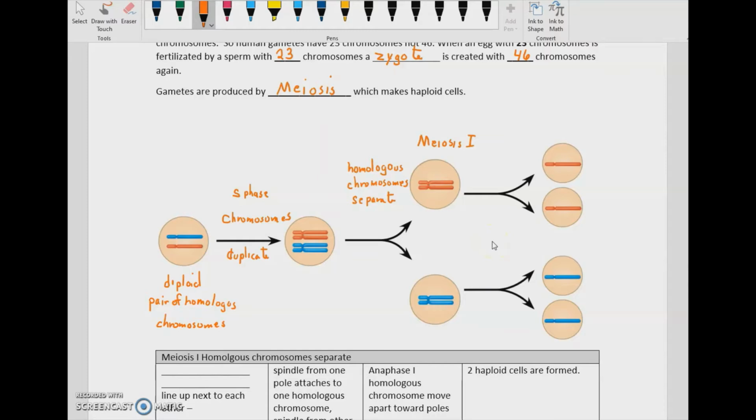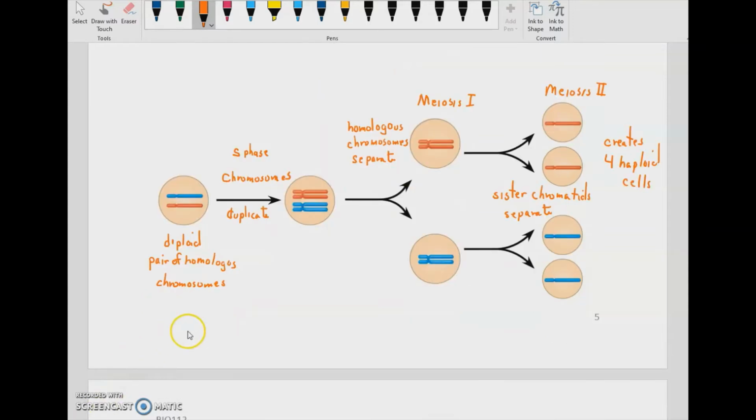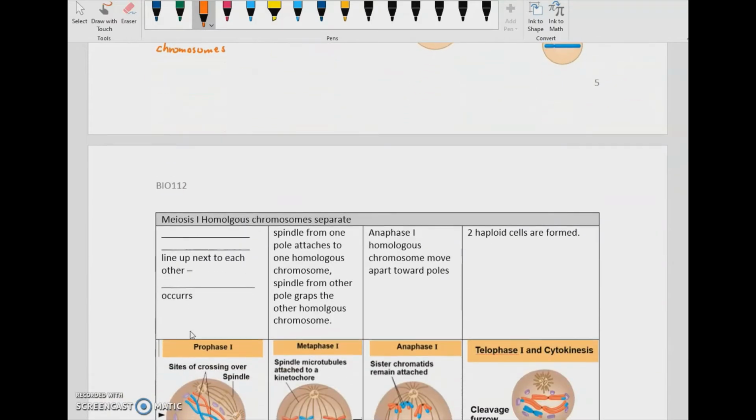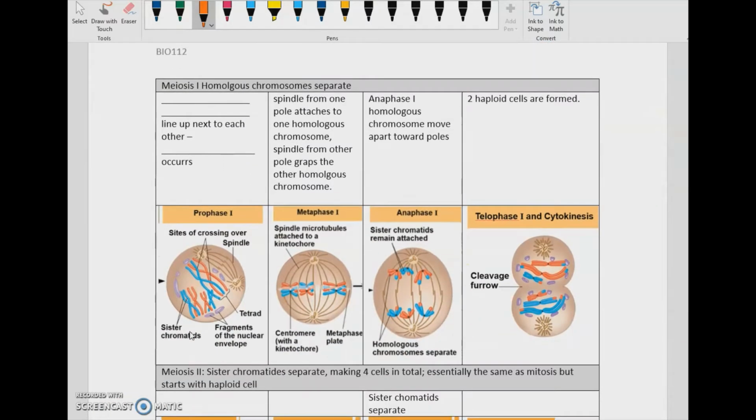So in meiosis I, the homologous chromosomes will separate. These are haploid cells. In meiosis II, the sister chromatids will separate. This process results in 4 haploid cells. So let's look at the details of this process. In meiosis I, we'll expect the homologous chromosomes to separate.